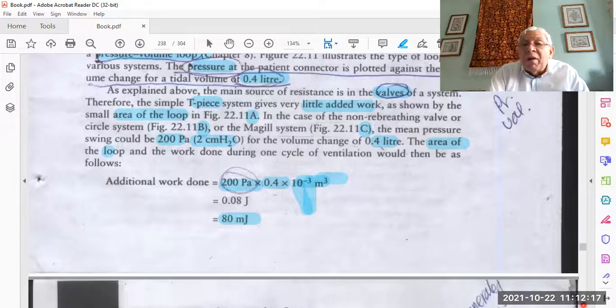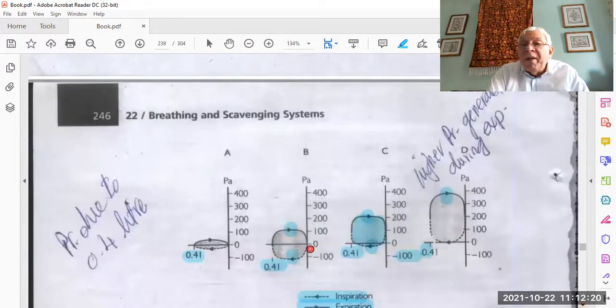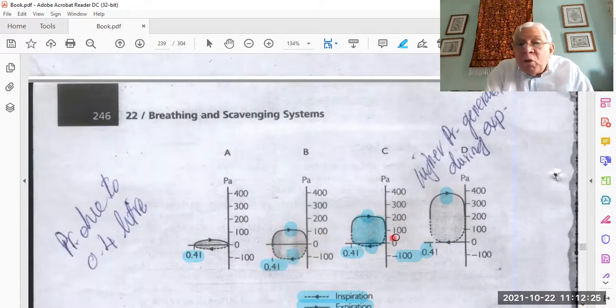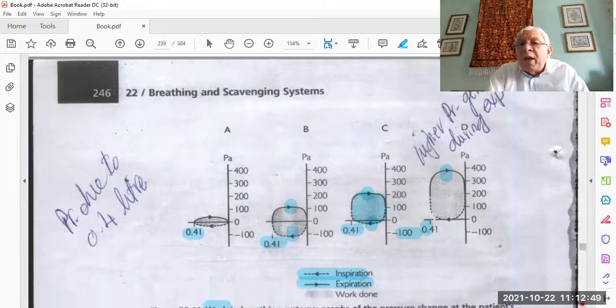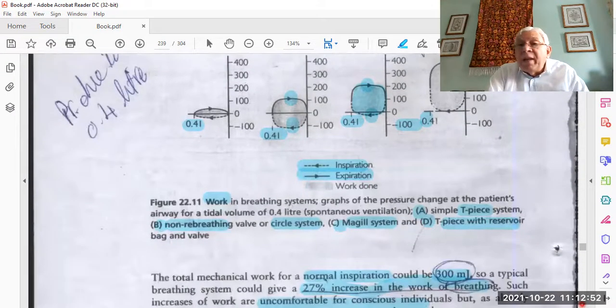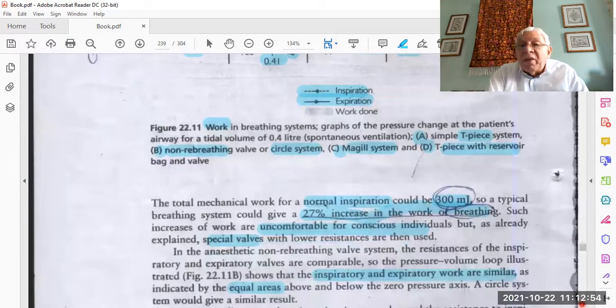We must put in our mind this work, of course, can be calculated through this figure of inspiration or expiration regarding the different types of circuits used. So of course, this is the pressure, and this is the volume which is constant. We apply all this volume, and then we calculate the pressure on his upper airway, and we will find during expiration it will create a loop. This area of the loop can be used to calculate the work of breathing while using different types of circuits.